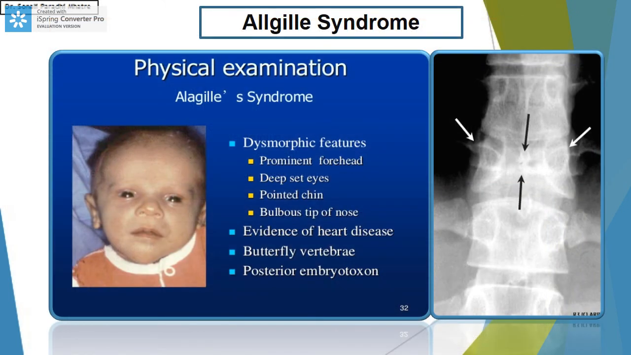And coming on to the syndromic cause, we have Alagille syndrome. What we need to remember is the face of Alagille syndrome. The features include prominent forehead, deep set eyes, pointed chin, and a bulbous tip of nose. The commonest thing that can point you towards Alagille syndrome is the bulbous tip of nose. Then there is evidence of heart disease, so we need to look for murmur in these babies. There is butterfly vertebra, which we can see in the right-sided X-ray picture, and posterior embryotoxon.